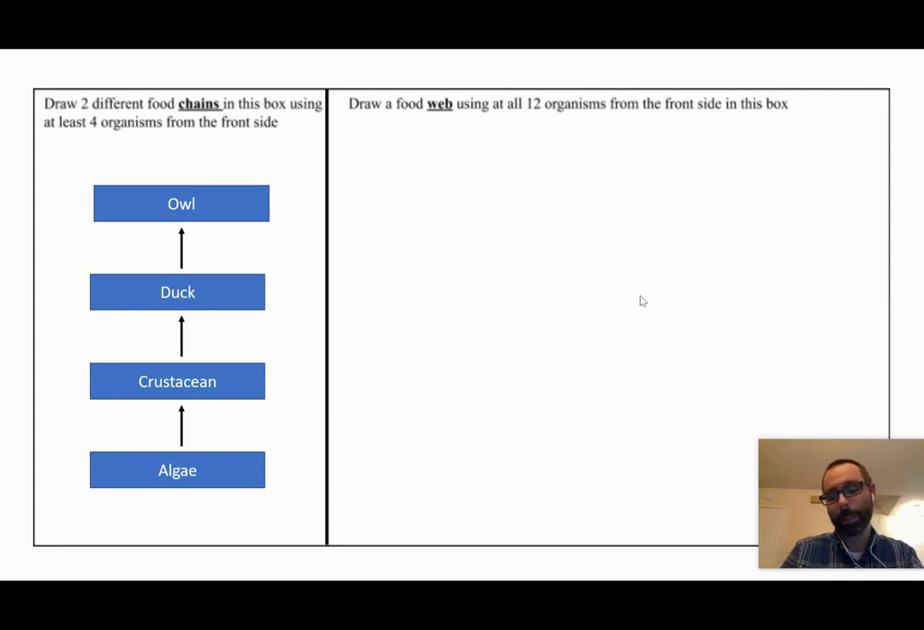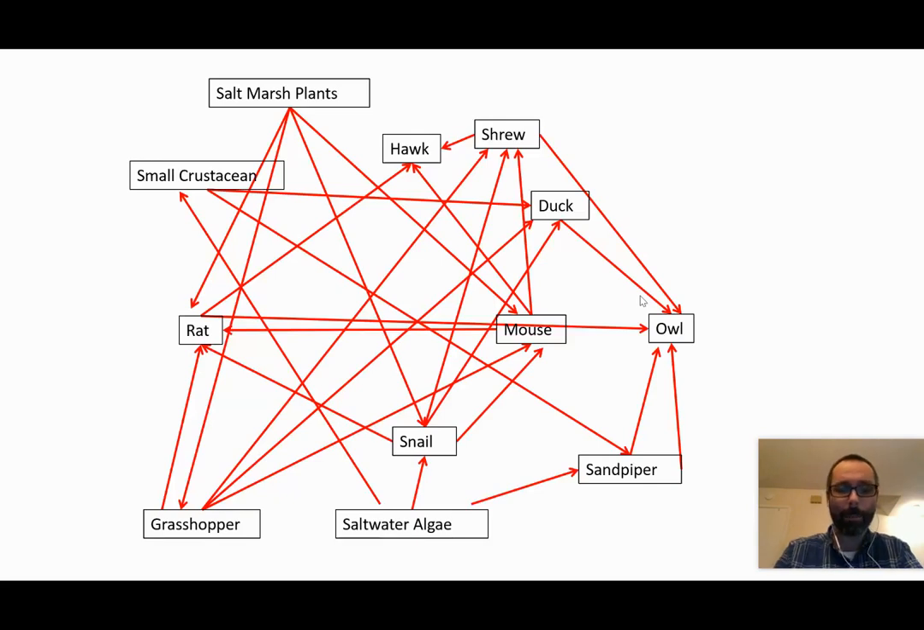The only thing that really has to be there is the producer at the bottom. And then there's got to be an herbivore as your second one, but could be an omnivore, I guess. So the algae or the plants have got to be the beginning, and then from there, it's up to you. Now, as far as the bigger food web, maybe yours looks something like this.